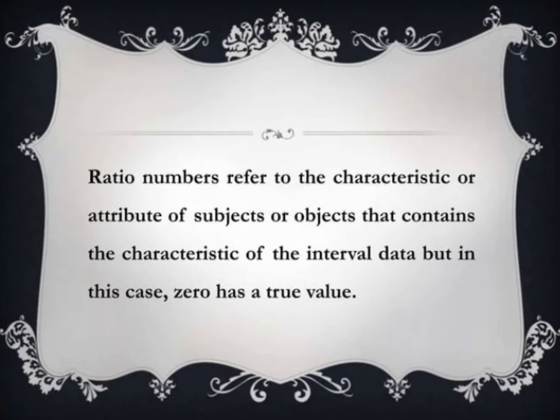So the last scale in numbers is ratio. Ratio numbers refer to the characteristic or attribute of subjects or objects that contains the characteristic of interval data, but in this case zero has a true value. Also, a ratio is the quantitative relation between two amounts showing the number of times one value contains or is contained within the other. So those are the four different scales in numbers.